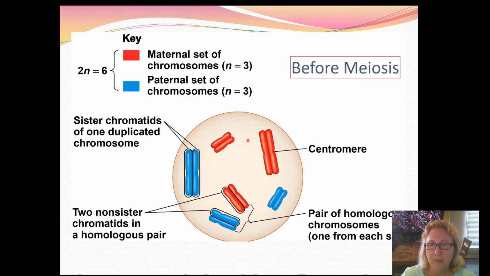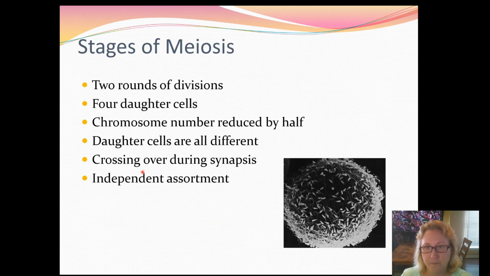And there are different colors here to represent the fact that one haploid set came from the one parent and one haploid set came from the other parent. And on each chromosome, there are 2 identical sister chromatids, so that tells us that DNA synthesis has already occurred during interphase, and this cell is now ready to go through meiosis.